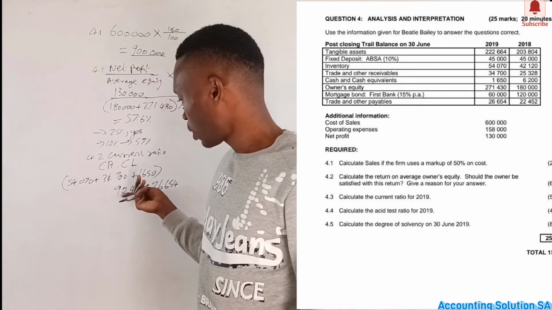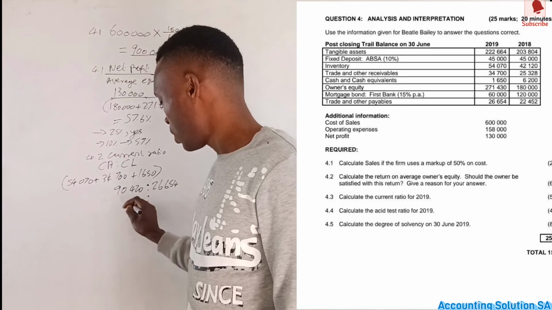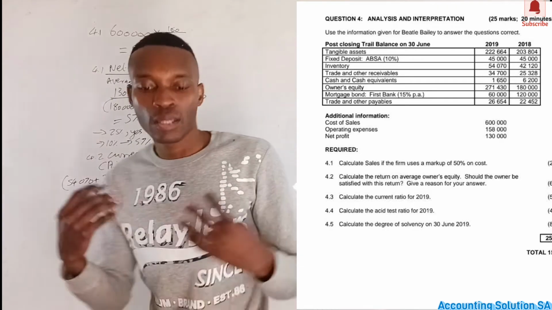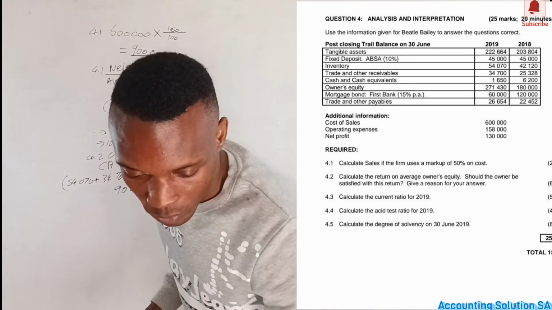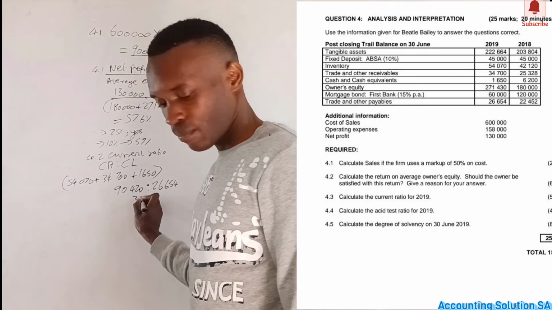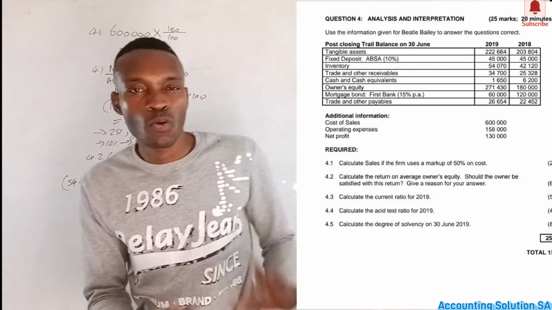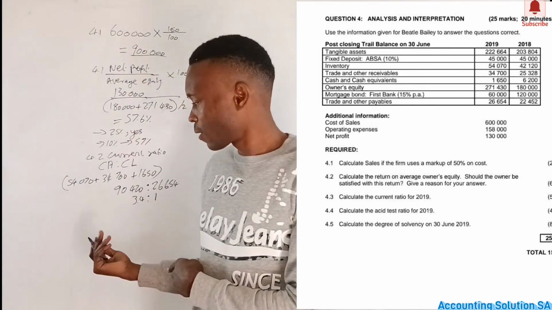You take this one and you divide by this one. Then you will get the answer for this side. This side is always 1. If you do all this calculation, you are going to get 3.4. Okay, now it's time to comment. Is it good or bad?